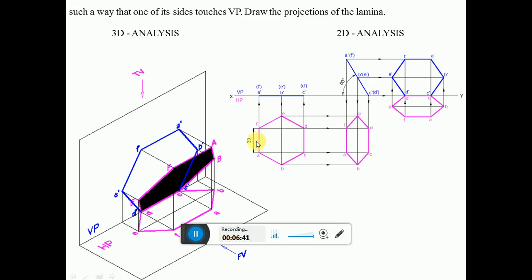So you can see here from the three-dimensional analysis how it is going to look in the top view, that is CD, E, F, A, B. You will get this. Similarly, A dash, B dash, C dash, D dash, E dash, F dash. So these are the two views which are going to be matched. So this is the final position of the hexagonal lamina.